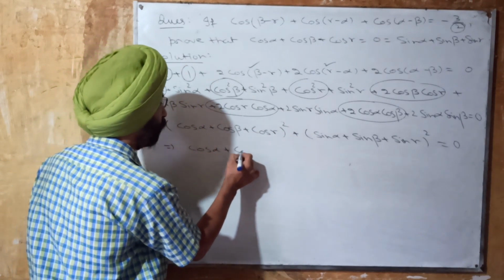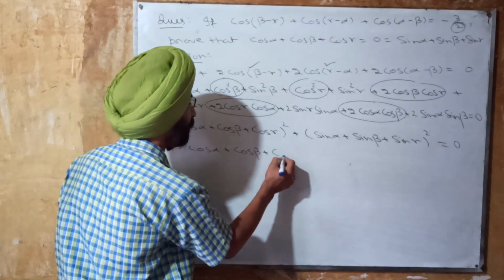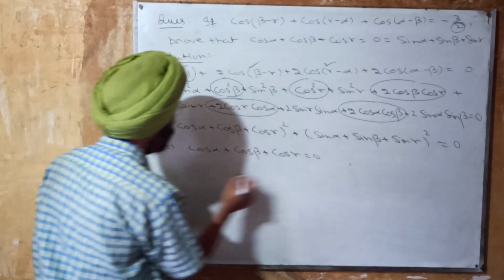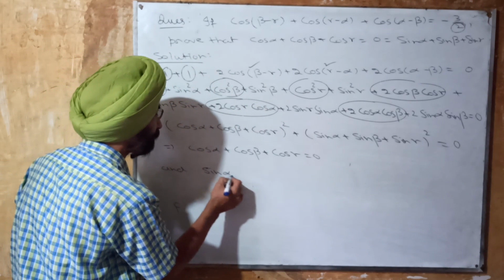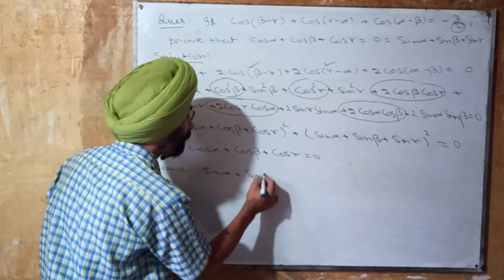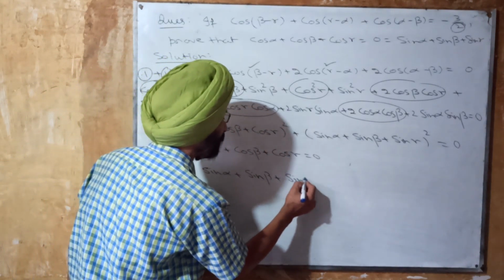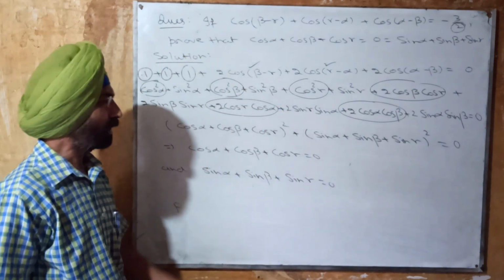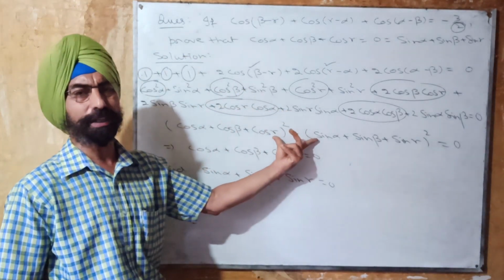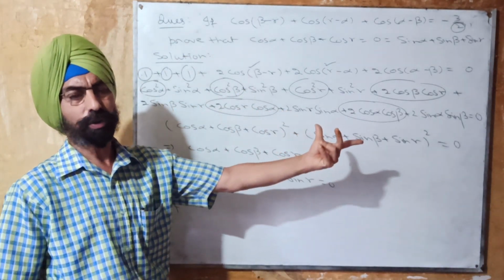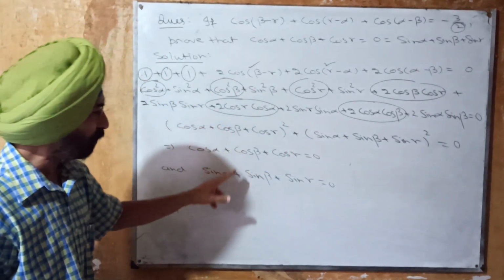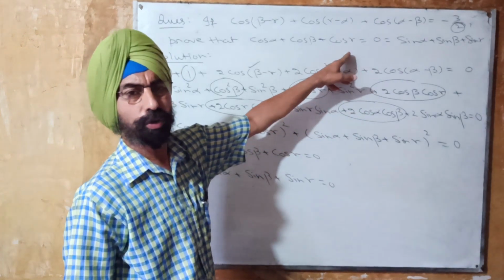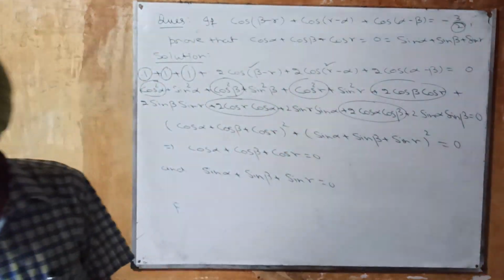So this is non-negative, this is non-negative, their sum is 0, which implies that both the quantities, that means cos alpha plus cos beta plus cos gamma must be 0, as well as the second term sin alpha plus sin beta plus sin gamma must also be 0, because the sum of two non-negative quantities cannot be otherwise 0. It can be 0 if and only if both the quantities are 0, and this is the required result we are to prove. So this is the proof of this question.